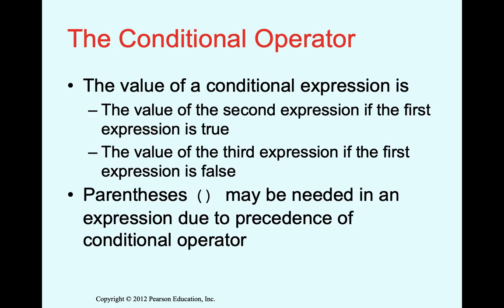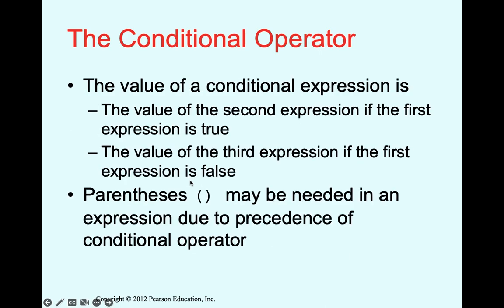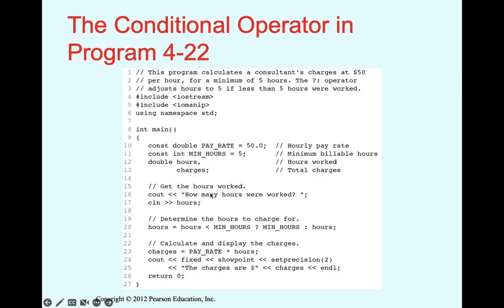Okay, so the value of the conditional expression is the value of the second expression if the first expression was true. This is the same as what was explained. And the value of the third expression if the expression was false. Sometimes we use parentheses, in some situations, to force some operations to be more important than others. This is just an example of the conditional operator.